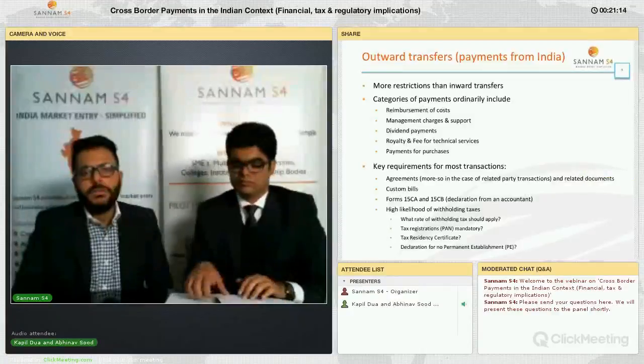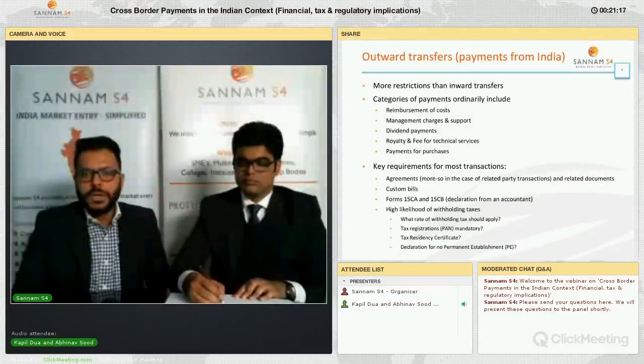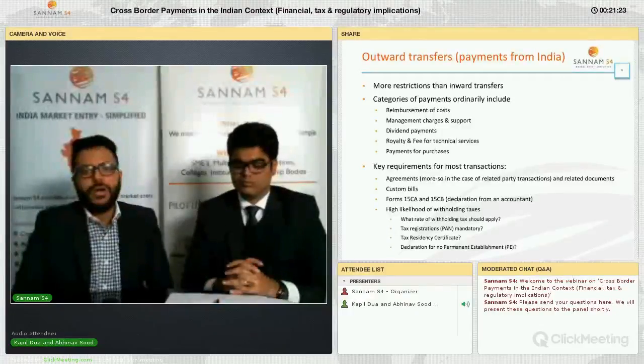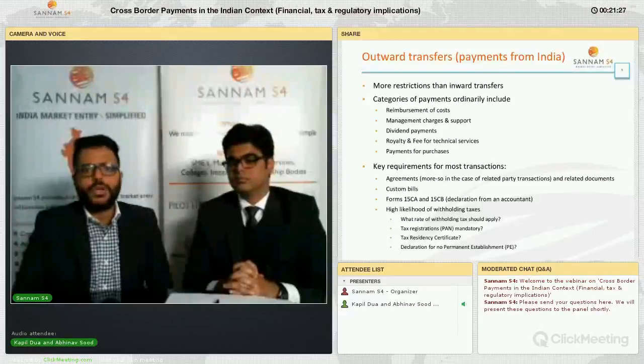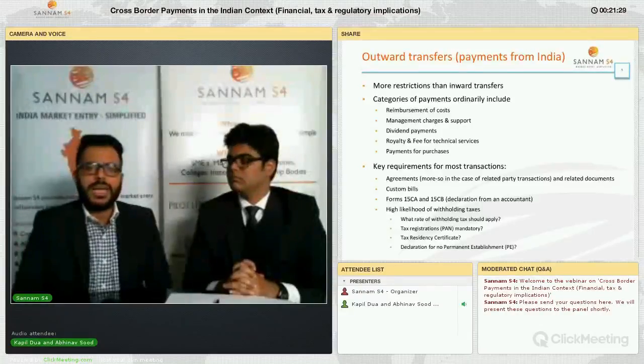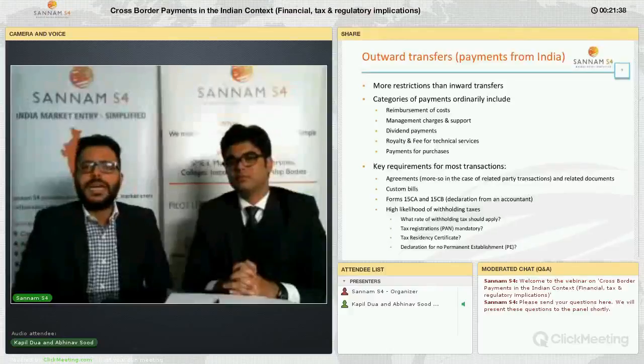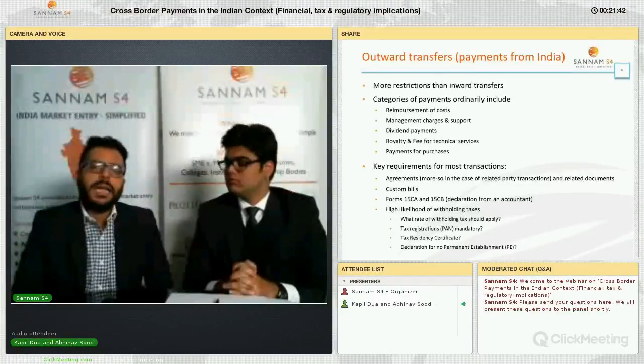In order to take the benefit of better tax rates given under the tax treaties between both the countries, you need to furnish this certificate, given by your home country tax officer, that you are a tax resident of that country. It generally operates on a yearly basis. So remember to keep track, because you might need to apply again next year when you receive more payments from India.